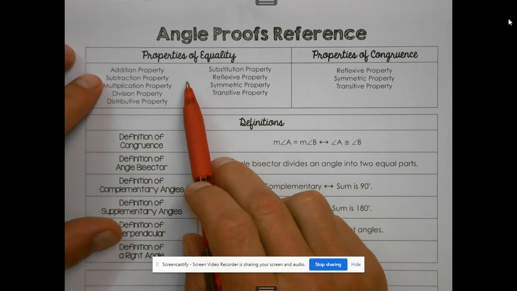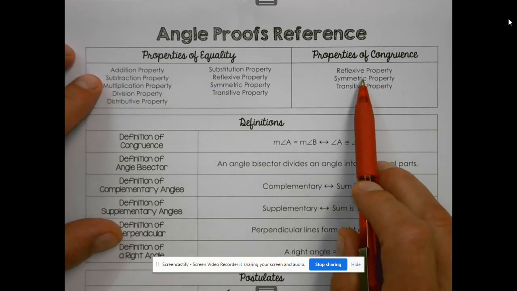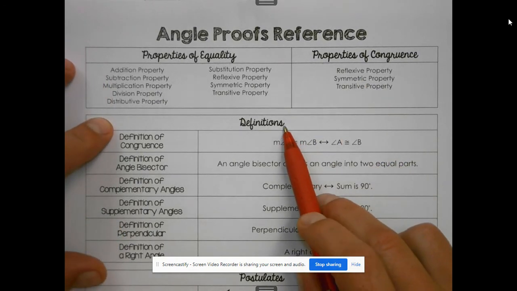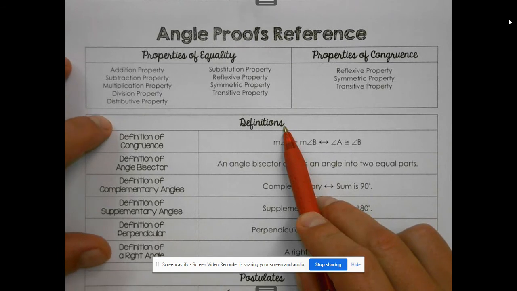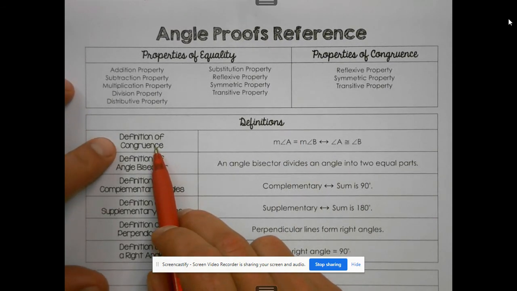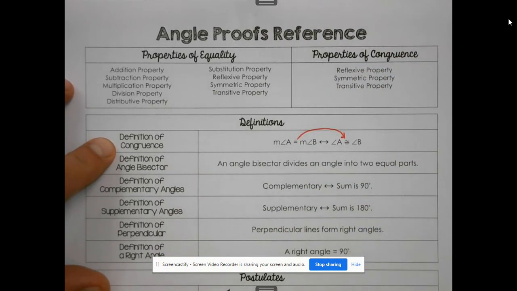Remember, these can all be used with equal signs. Properties of congruence. These are used when you're measuring a distance. And here are some new definitions, and some that repeat, but these are pertinent to the angles. Okay, first one. Definition of congruence. Once again, they just go from equal sign to congruent sign and vice versa.